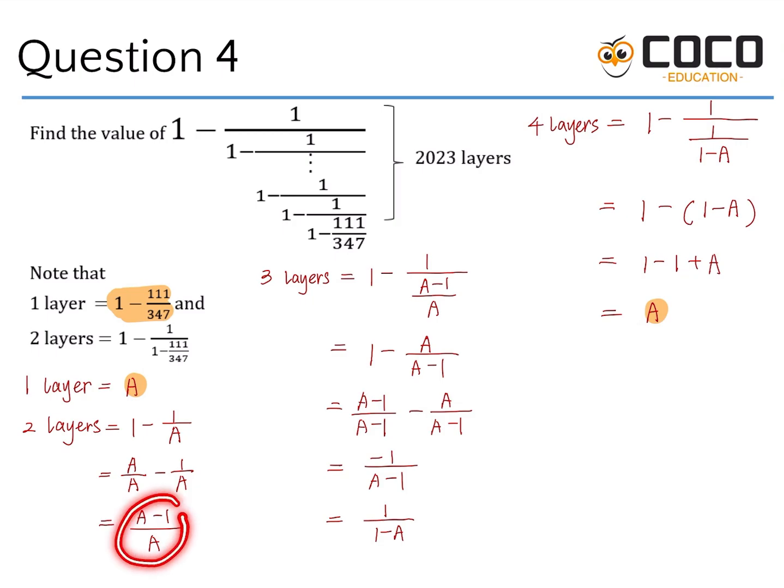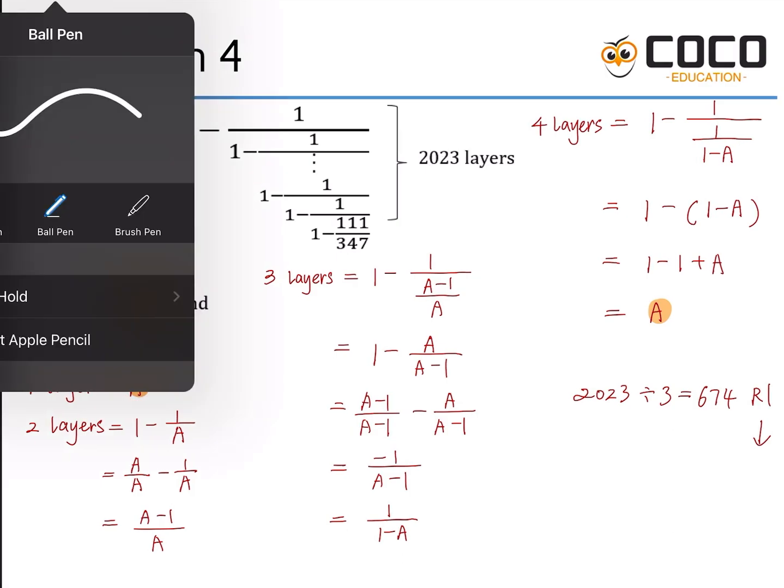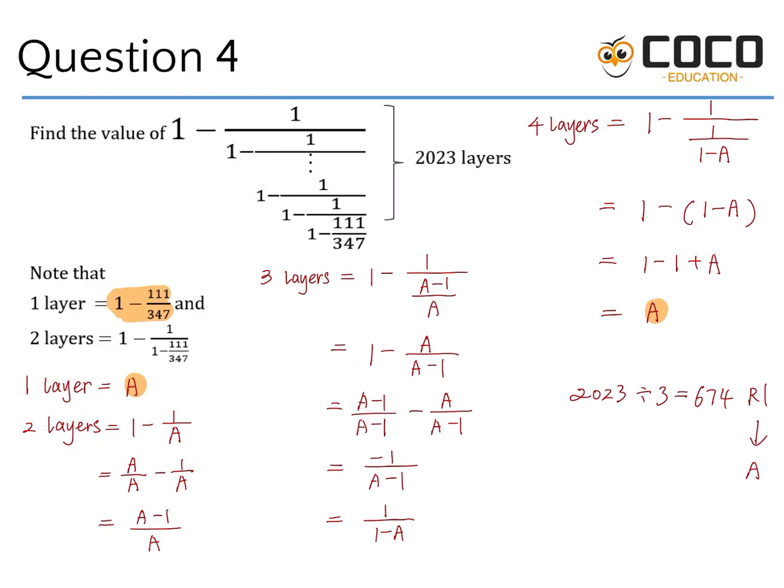Then second one is A minus 1 over A. Third one is 1 over 1 minus A. Now we have a total of 2023 layers divided by a pattern of 3. So that equals to 674, remainder 1. Remainder 1 means it's the first number of the pattern. So 1 layer is just A. So we work out the value of A. A is 1 minus 1 over 3 4 7 equals to 2 3 6 over 3 4 7.